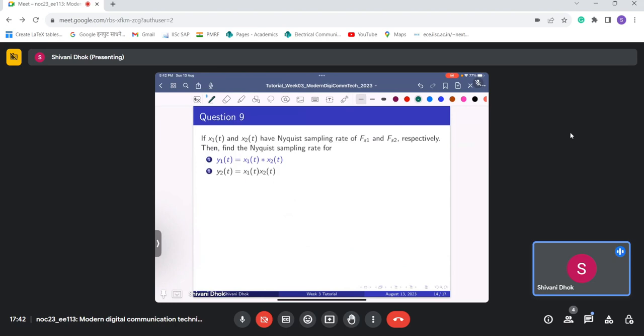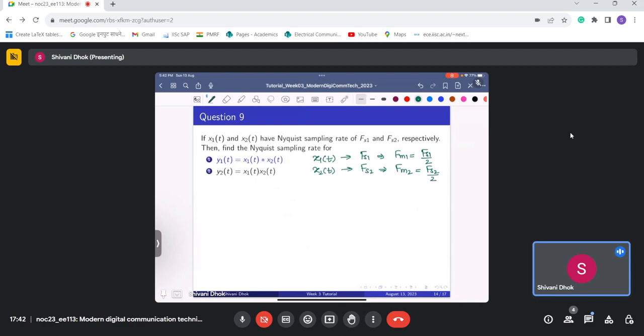Okay, so the Nyquist rate of x1, so this x1 of t has Nyquist rate as fs1, which means that f max 1, or I'll write it as fm1, will be fs1 by 2. Similarly, this x2(t) has minimum sampling frequency as fs2, which means that this fm2, that is the maximum frequency of this, will be fs2 by 2.